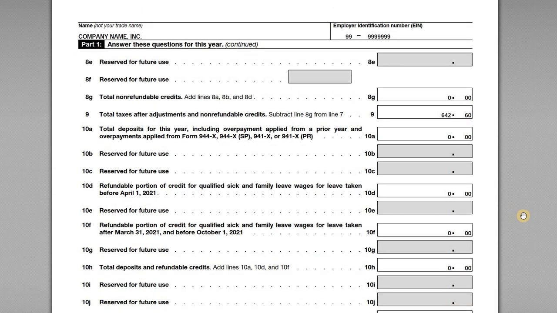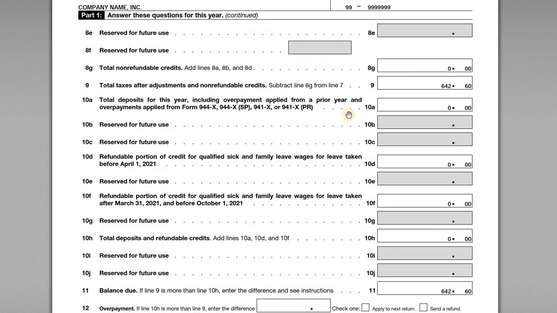Now continuing on to page 2, right? These are all reserved, so they're grayed out, so nothing to enter there. Total taxes after adjustments and any non-refundable credits, it's the same value, $642.60. Total deposits for the year. So the company has not made any deposits for payroll taxes using that EFTPS system. Right, so we have 0 payments that have been made over the course of the year.